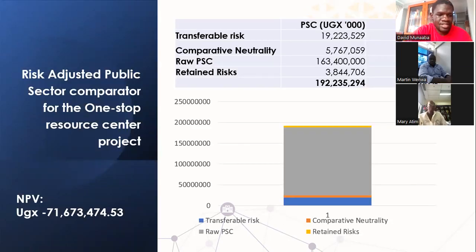The risk-adjusted public sector comparator for the one-stop resource center project include costs for transferable risk, comparative neutrality, raw PSC, and retained risks of 192 billion shillings. And when discounted at a rate of 5% for the duration of 7 years, we got a negative 71 billion shillings on this project. So the rate of return could not be calculated.